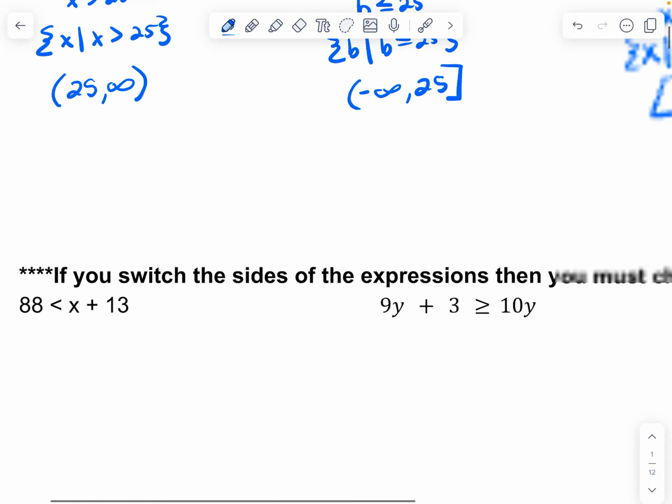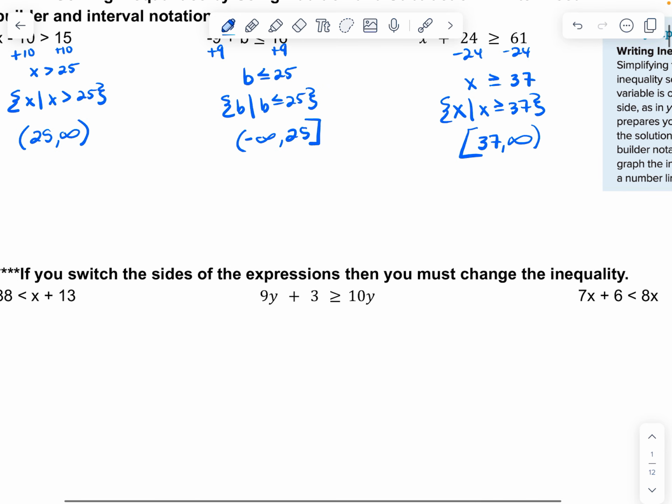Now, right here it says if you switch the sides of the expression, then you must change the inequality. Now, the best way and easiest way to do inequalities is to have the variable on the left-hand side and either whatever the inequality is you're using to be in the middle, and then whatever your number is on this side. But if it doesn't come out that way, you can just switch sides.